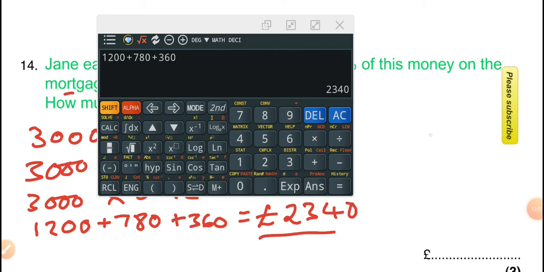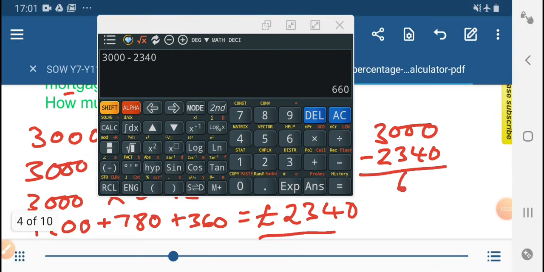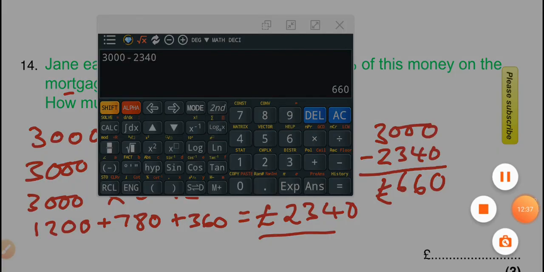Now remember, she had £3,000, that was her income. So now to work out what she's got left, we have to do 3,000 minus 2,340. Do that on the calculator. The answer is £660. So that's the total amount that she'll have left after all her expenditures.